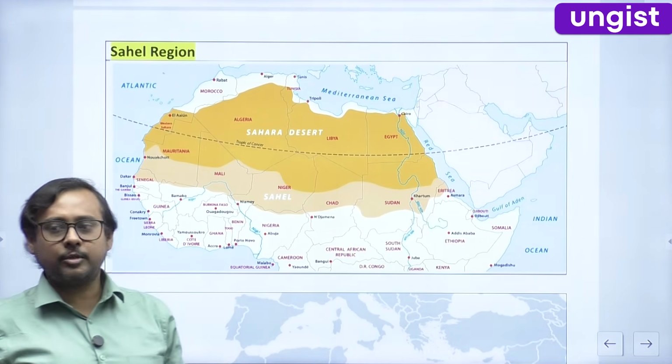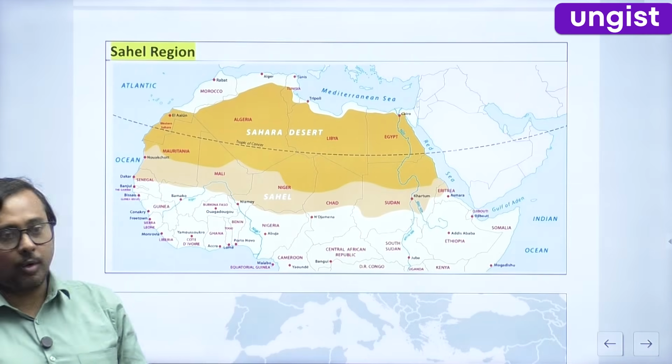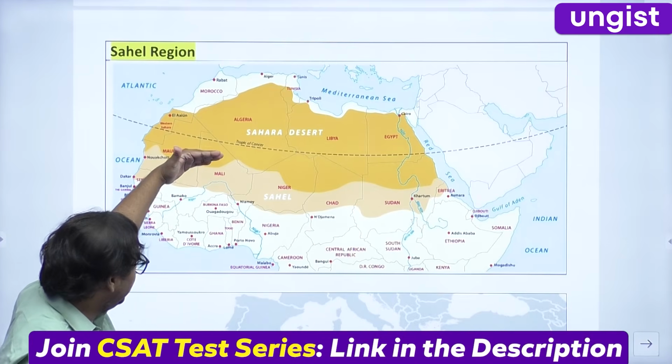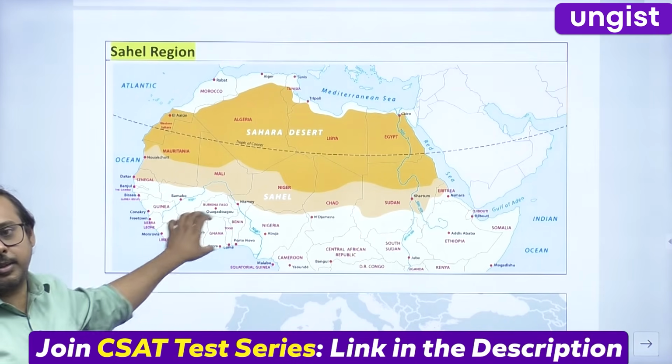Why this Green Wall project? In India, do we have a green wall project? Yes, we have a green wall project. Why this Green Wall project? So that the spread of the Sahara Desert is limited to this particular region.